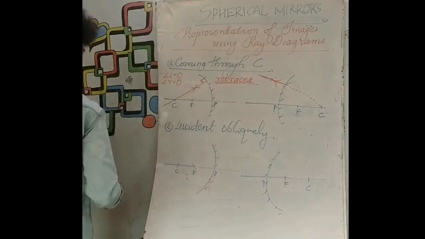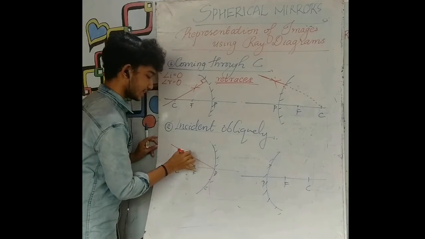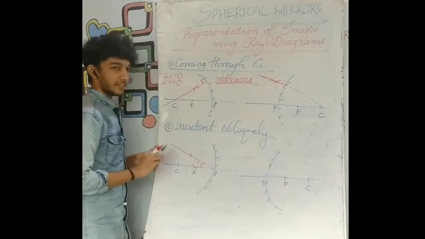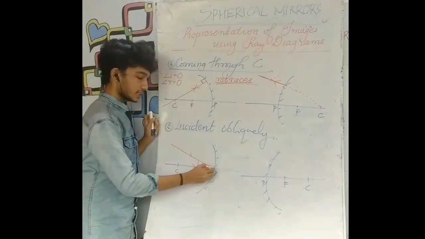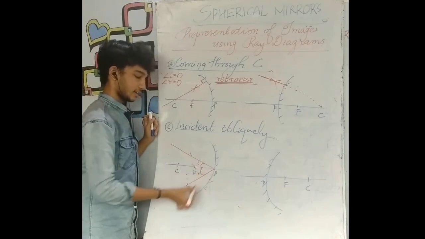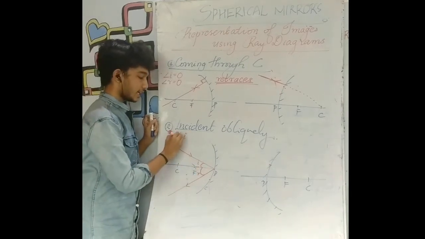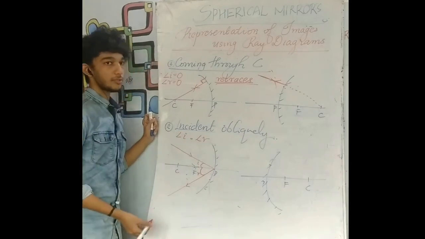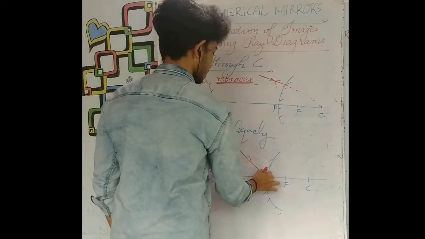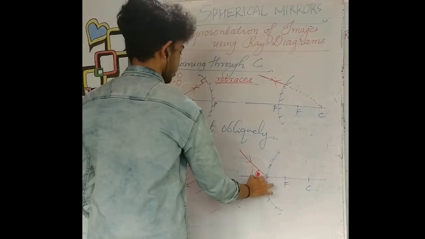So let us see. In the case of a concave mirror, if a ray of light is incident on the reflecting surface obliquely, meaning slantingly, creating an angle I with the principal axis, then after reflection the reflected ray will pass obliquely, creating an angle R. This will also follow the law of reflection, that is, angle I will be equal to angle R. And in the case of a convex mirror also, if a ray of light is incident obliquely on the principal axis, then it will be reflected obliquely. Angle I will be equal to angle R.